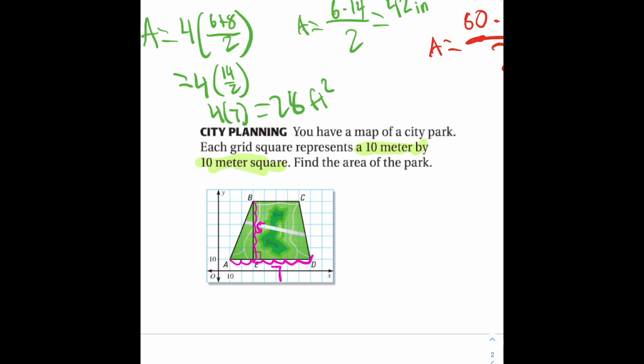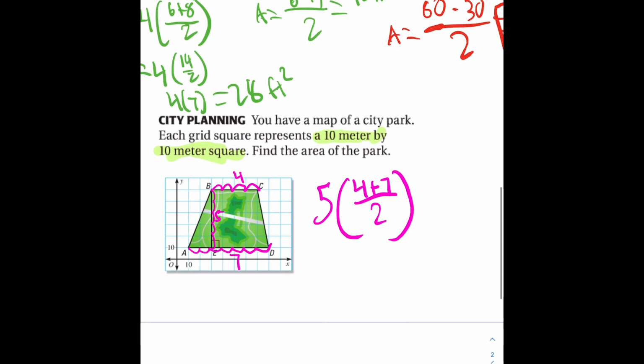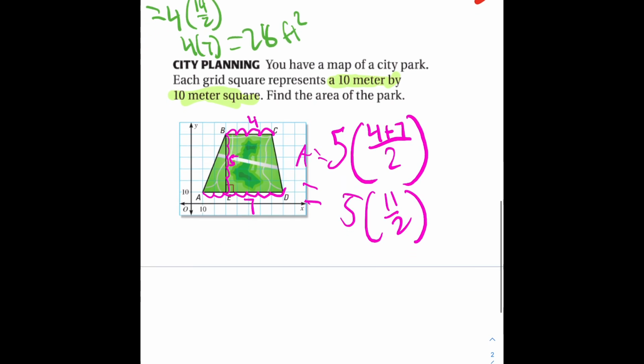Now, because it's a trapezoid, I need to know the top base as well. 1, 2, 3, 4. So my formula for a trapezoid is to take the height and find the average of the bases. So I'm going to say that this is equal to 5 times 11 over 2. Let's see here, 55 over 2 is 27.5 meters squared.